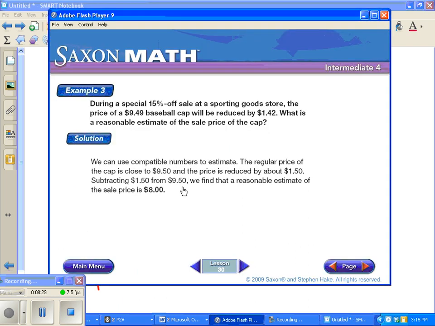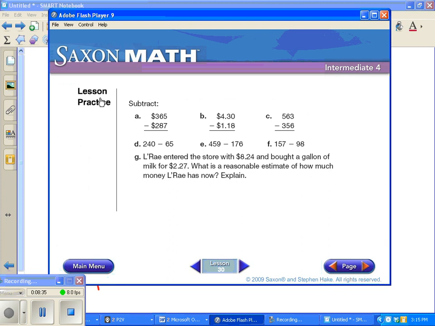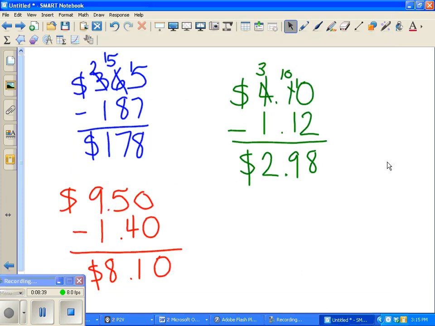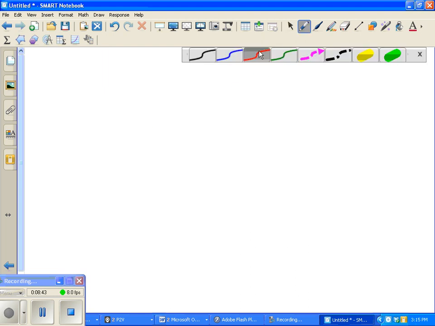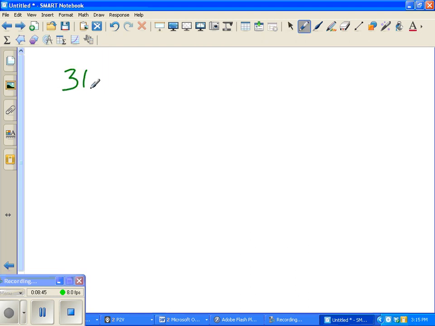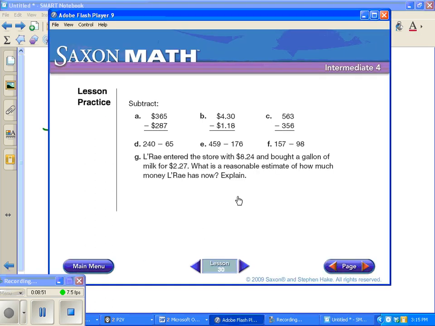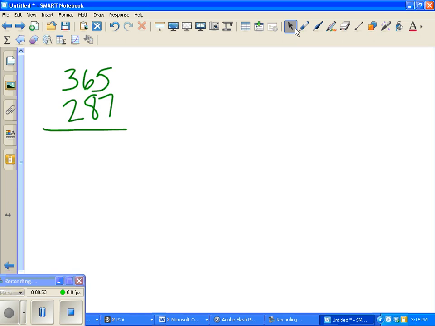Let's see if they agree with us. They rounded it to $1.50, so they said about $8. Okay. Let's look at lesson practice. 365 minus 287. And I do believe we were talking about money. Let me double check. Yes, we were. So I have to put my dollar sign in there.